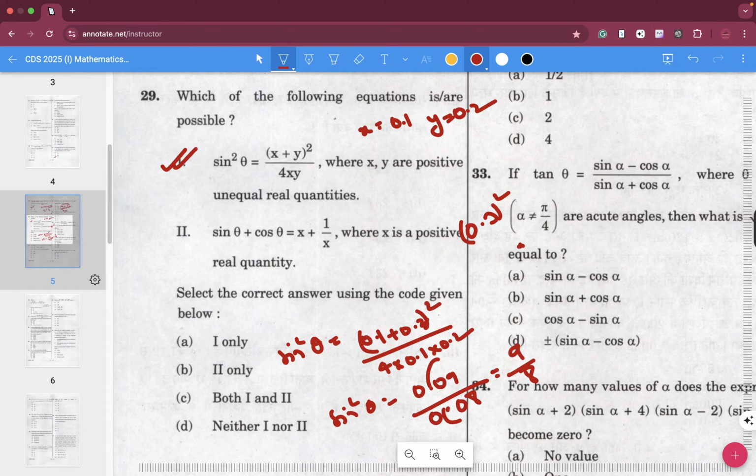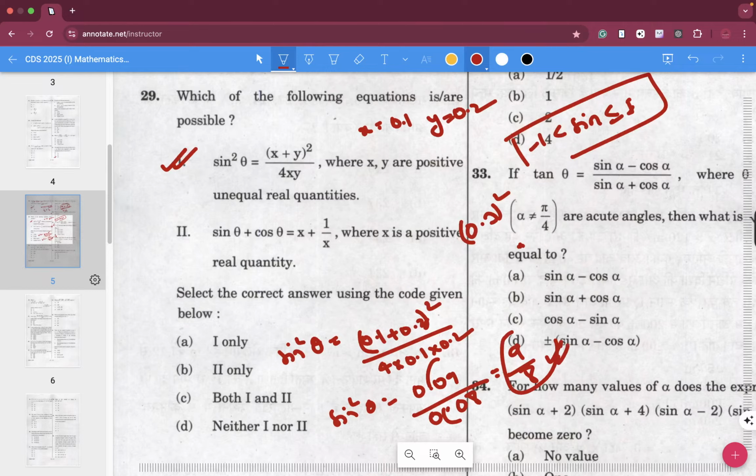For sin square, the value of sin lies between 1 to minus 1, right? This is known to all of us. The value of sin lies between 1 to minus 1. So is it possible for the sin square value to be 9 by 8, right? So this is not possible, right?